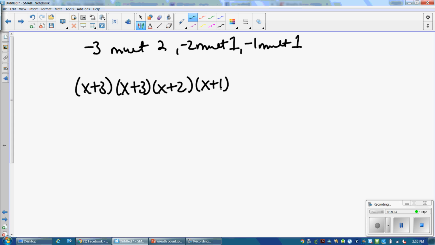All right, if I'm going to do this, I'm going to do the first two together and the last two together and then multiply those two results together. So the first two would give me x squared plus 6x plus 9, and the last two would be x squared plus 3x plus 2.